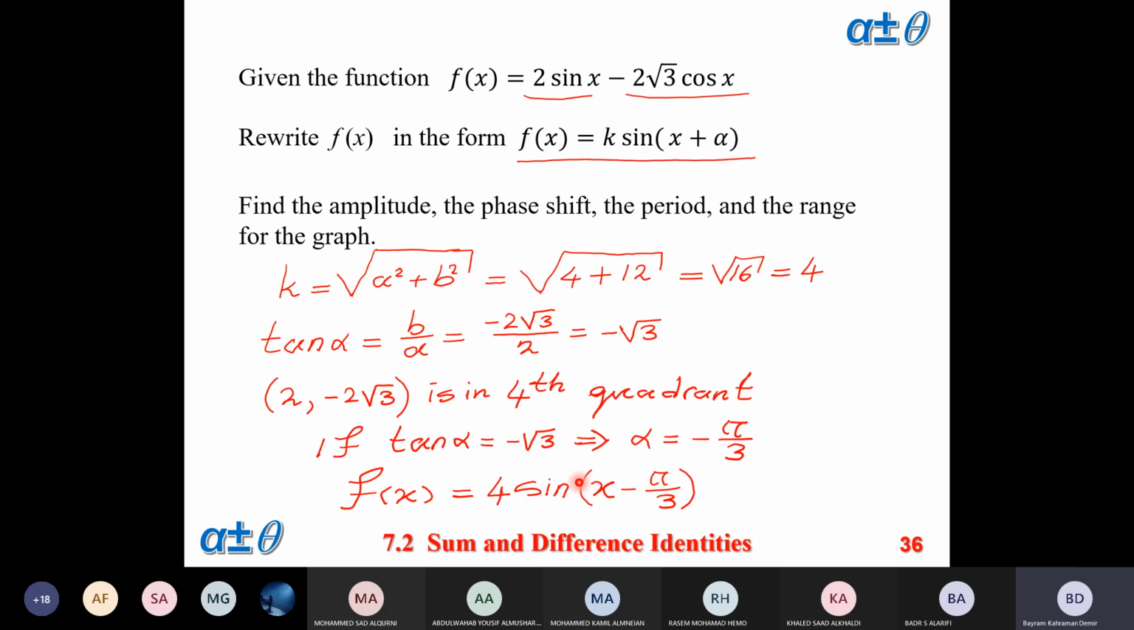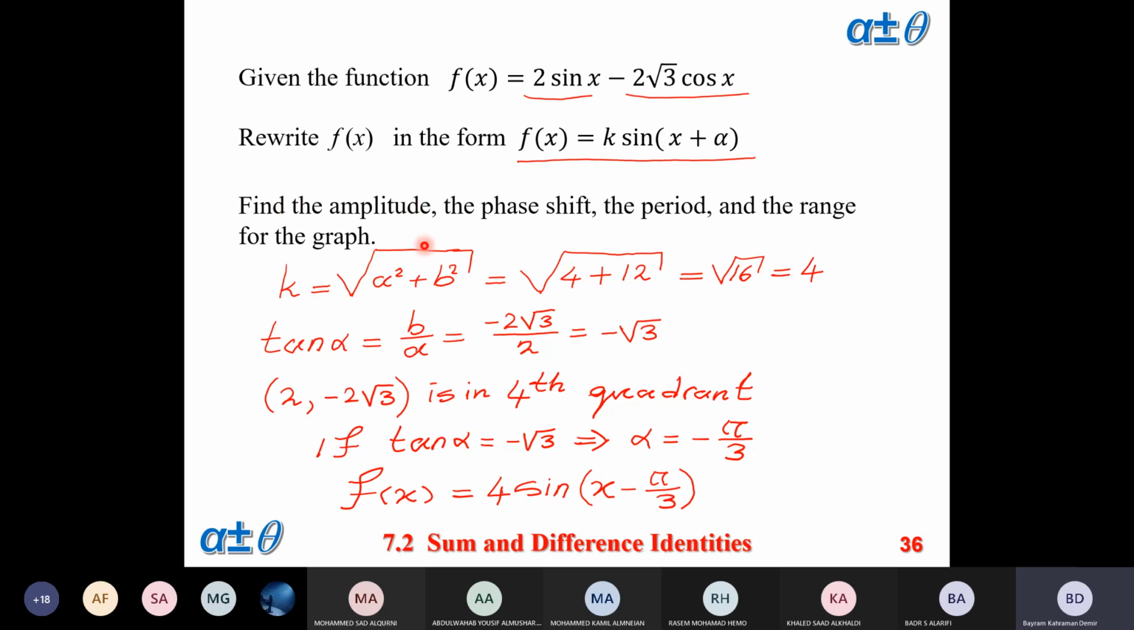We should know these things. We should memorize these things, Shabab. Tangent pi over 3 is root 3, right? Okay, now after we find the number k, k is 4, and so it is sine of x plus alpha. So it will be x minus pi over 3. That is the single function. All right. Now you can answer the question.